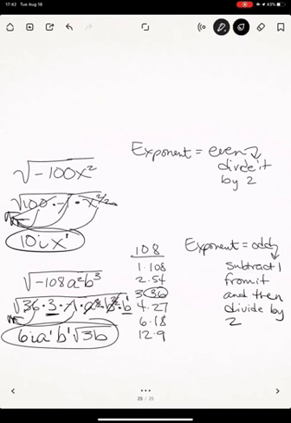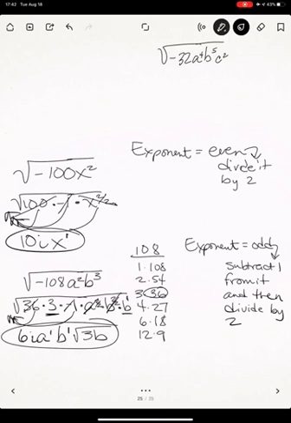So let's say we have, I'll take a smaller number this time. We'll say we have the square root of negative 32, a to the 4th, b to the 5th. And for good measure, a to the 2nd, c to the 2nd. All right, so we come over here.